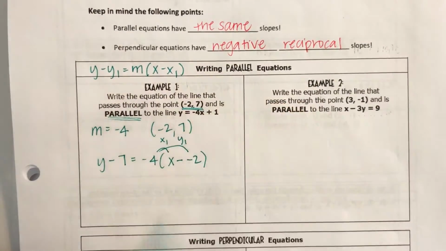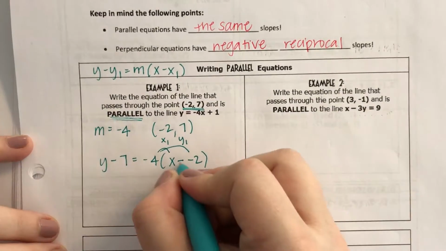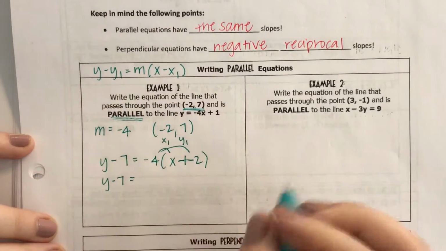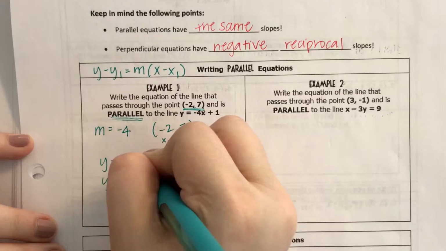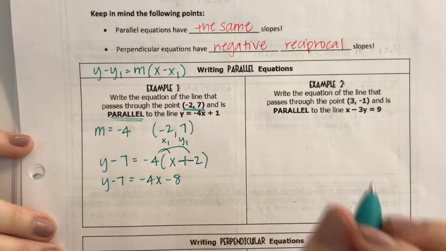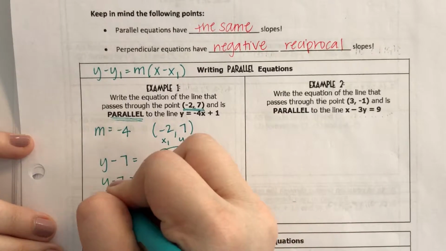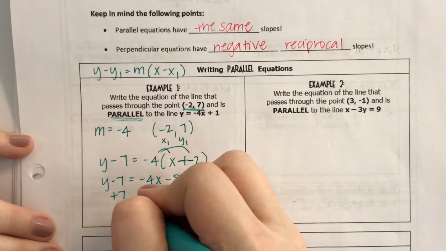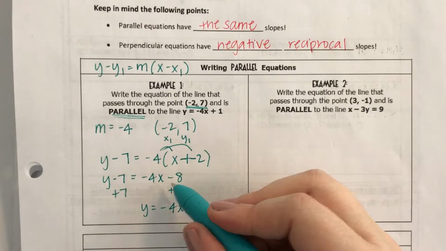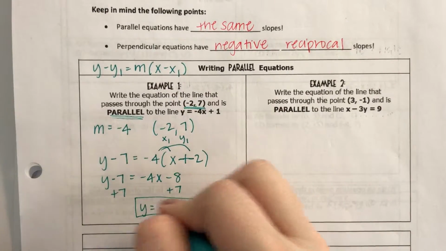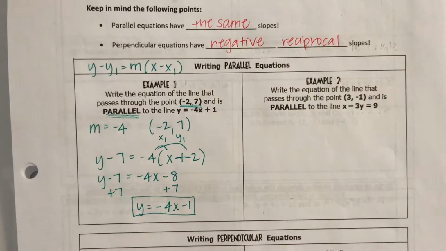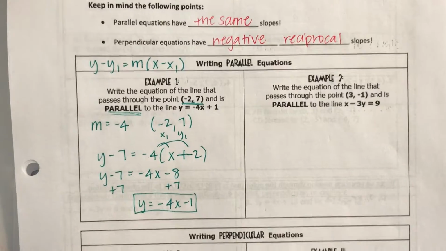So let's distribute. Okay? Let's actually make this into a plus. That's going to make things a lot easier. So we have y minus 7 equals negative 4 times x is negative 4x. Negative 4 times a positive 2 is a negative 8. I need to get y by itself, so I'm going to add 7. So I get y equals negative 4x. Negative 8 plus 7 is negative 1. And there is our equation that is through this point and parallel to this line. Pretty easy. So let's do something with perpendicular now.